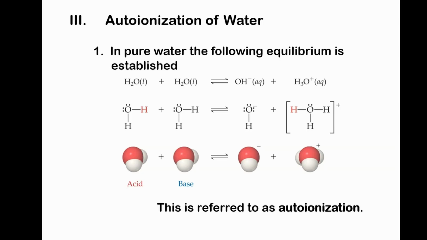So here's what we looked at with my example equilibrium problem, the autoionization of water. So here's 2 water molecules. These electrons grab that proton, those electrons jump back on oxygen. So here's this charged species called hydroxide, and here is the hydronium ion. In pure water, the following equilibrium is established, and this is referred to as autoionization.